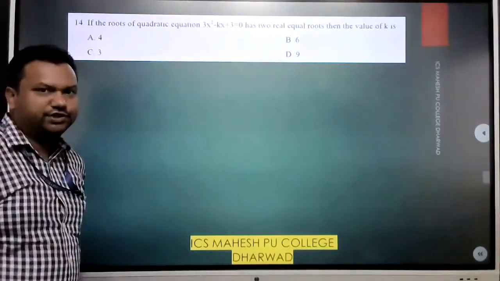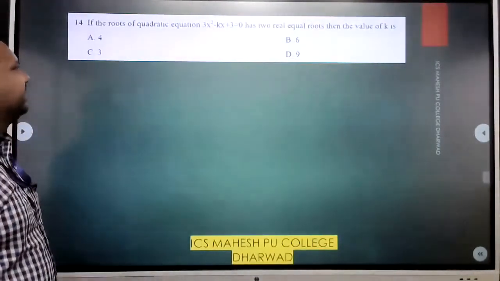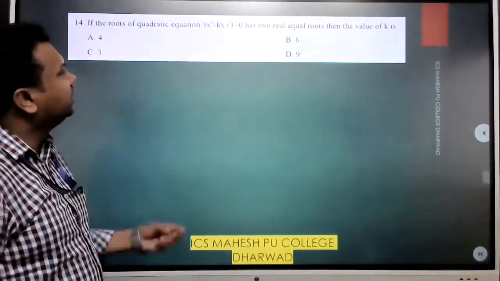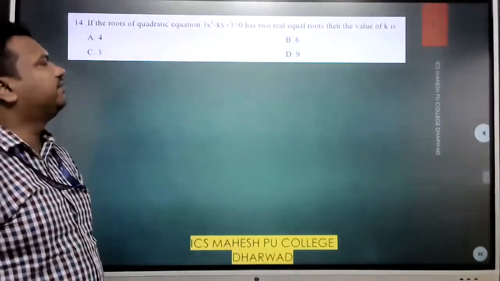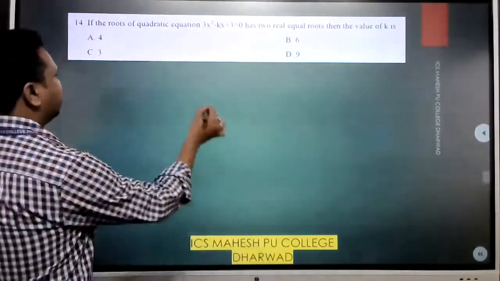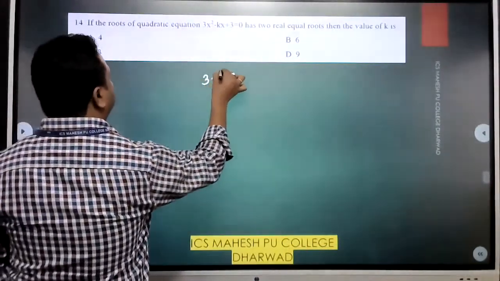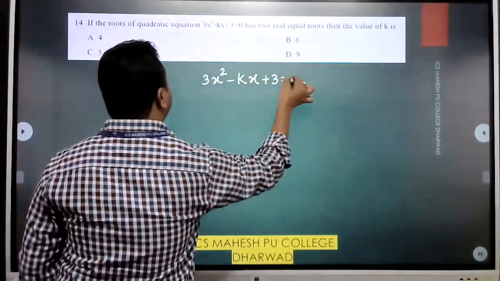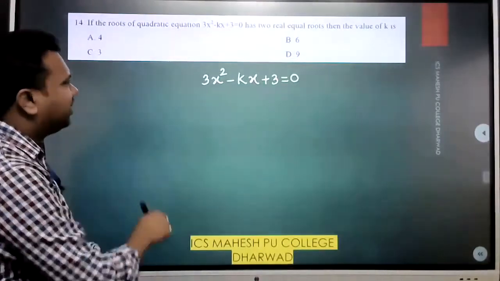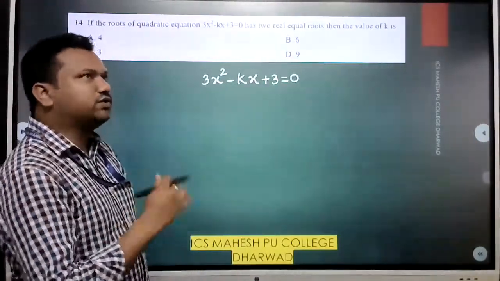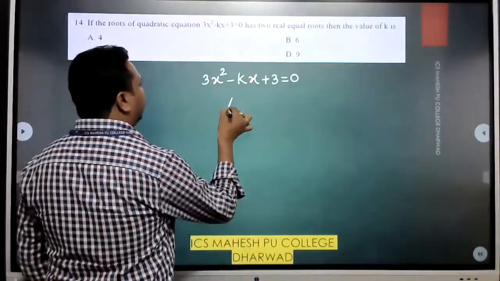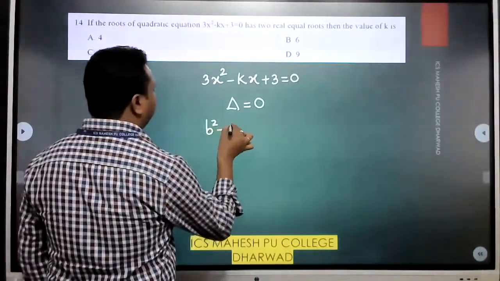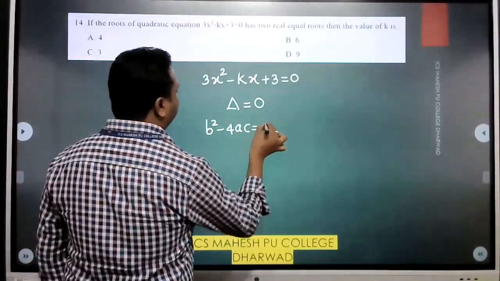Let's go for the 14th question. If the quadratic equation 3x square minus kx plus 3 equal to 0 has 2 real equal roots, then the value of k is the question. Fine. So let us understand first the quadratic equation. It has been given that this quadratic equation has real equal roots. So equal roots means what? Delta must be equal to 0, where delta is nothing but the discriminant value, b square minus 4ac equal to 0.